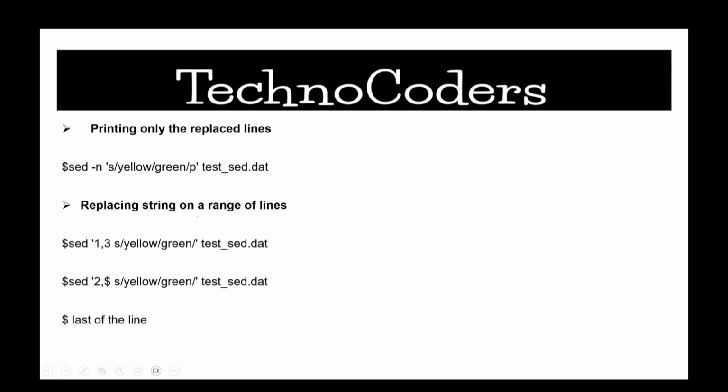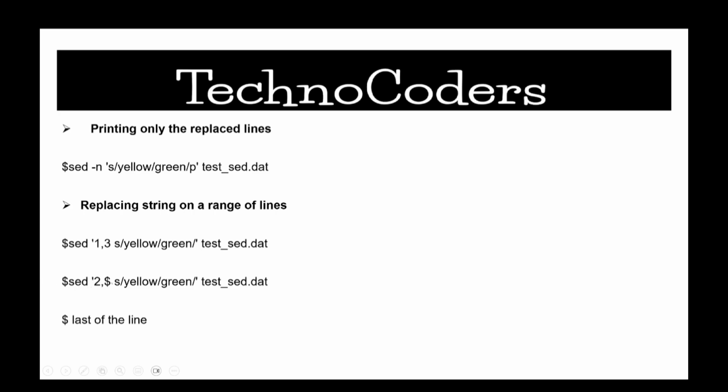And now this is replacing a range of lines. Now you know that in the previous one I've seen only line number 3 I want to replace. But if you have a requirement to replace between 1 and 3, right? It is not like 1, 3. It is like 1, 2, 3. It's a range. So from 1 to 3, wherever it finds yellow, it will replace with green. Again, only the first occurrence. If yellow is coming twice in the same line, it will not repeat, right?